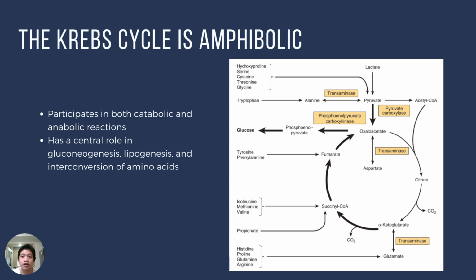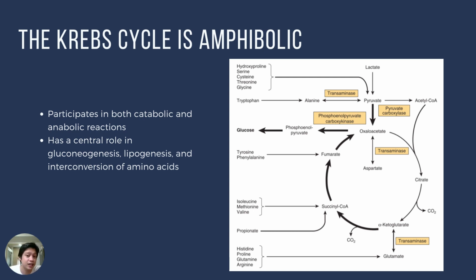These key points are illustrated in the image on the right. Again, pyruvate is the end product of glycolysis, and through pyruvate carboxylase, we will be able to form oxaloacetate. And this step is what happens in gluconeogenesis. Oxaloacetate leaves the cycle as phosphoenolpyruvate through the action of phosphoenolpyruvate carboxykinase. And PEP will then go up the steps to form glucose through gluconeogenesis.